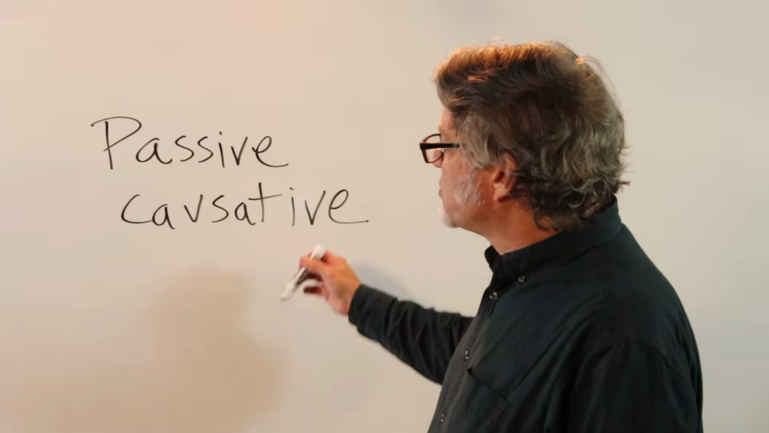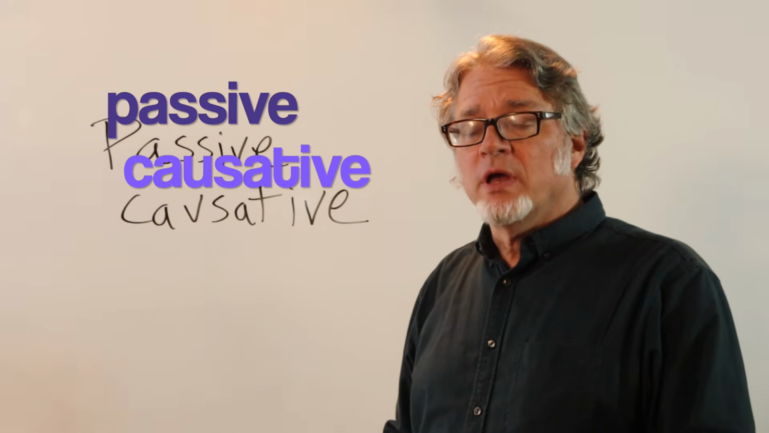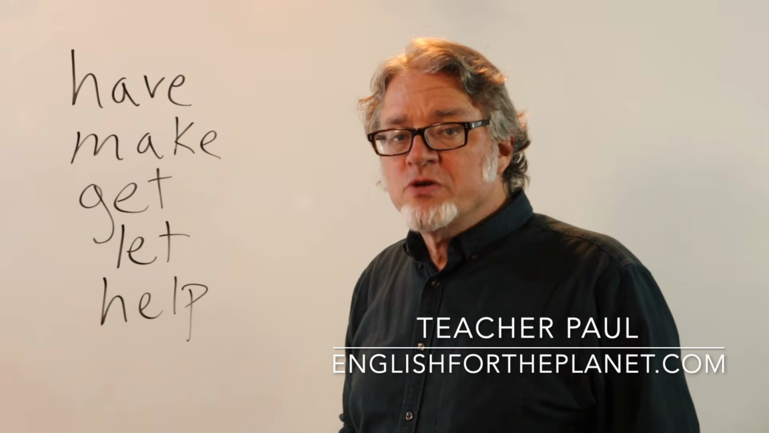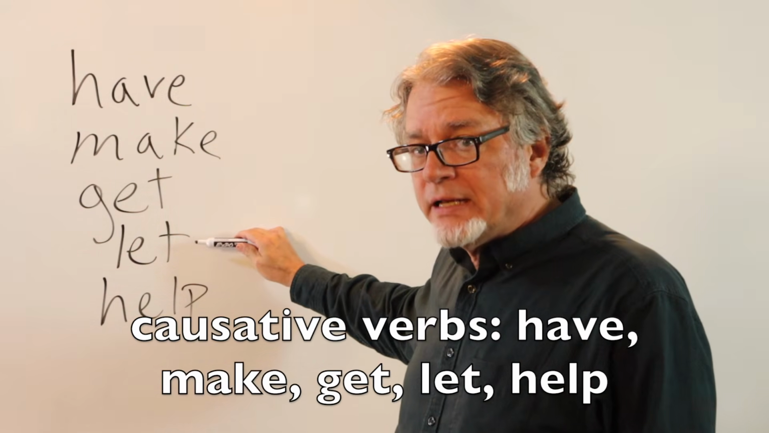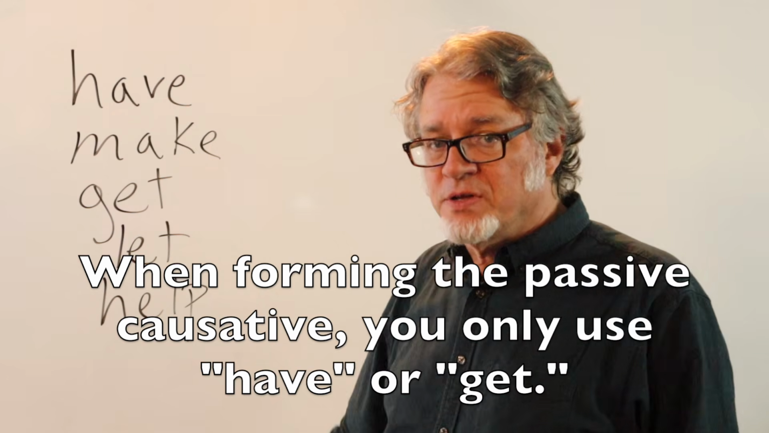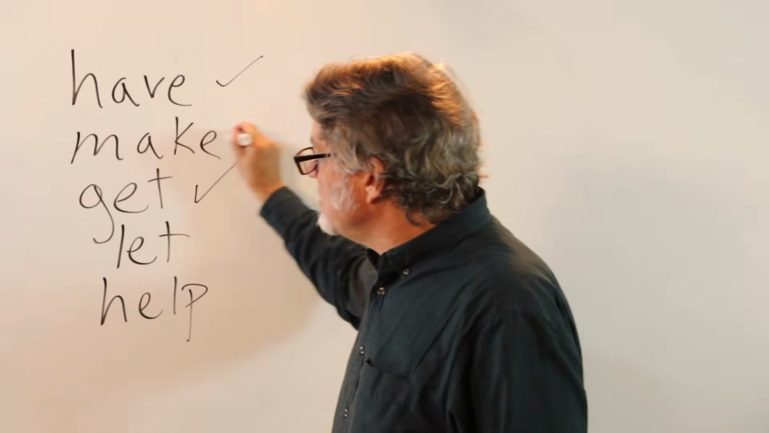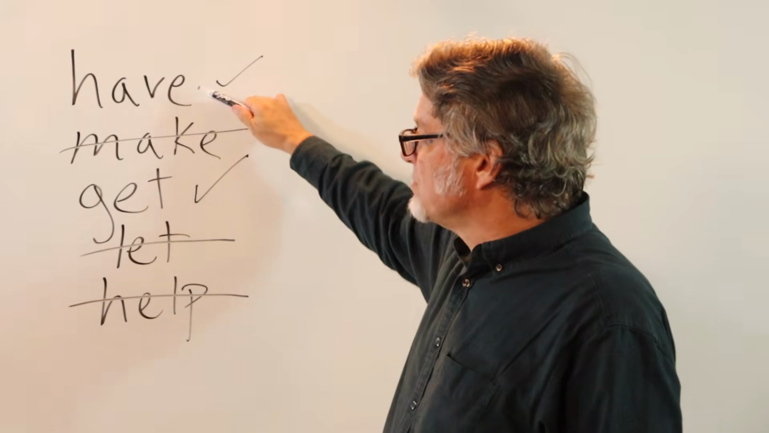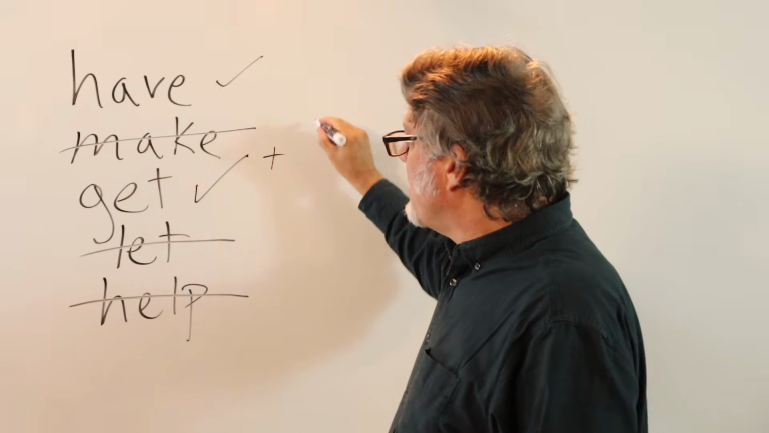In this video, I'll explain what the passive causative is and how you can put it together when talking about someone else doing a service for you. In a previous video, I showed you how you can use have, make, get, let, or help as causative verbs. When forming the passive causative, you only use have or get. You can't use these other three. So that makes it a little easier when making a choice for the main verb with a past participle.